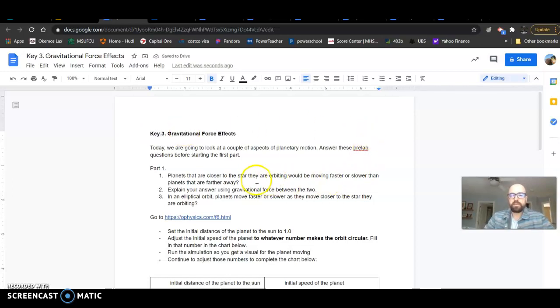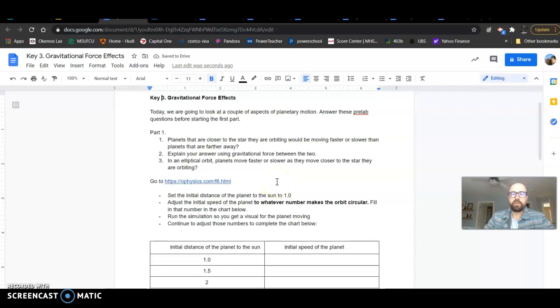We're going to look at the gravitational force effects from last week. So just a key to make sure that you got this as we went over it in class the other day. So planets closer to the star. Pre-lab questions, what I found with this one, I wanted you to think about more than one planet at the same time. So would they be moving faster or slower from planets further away?